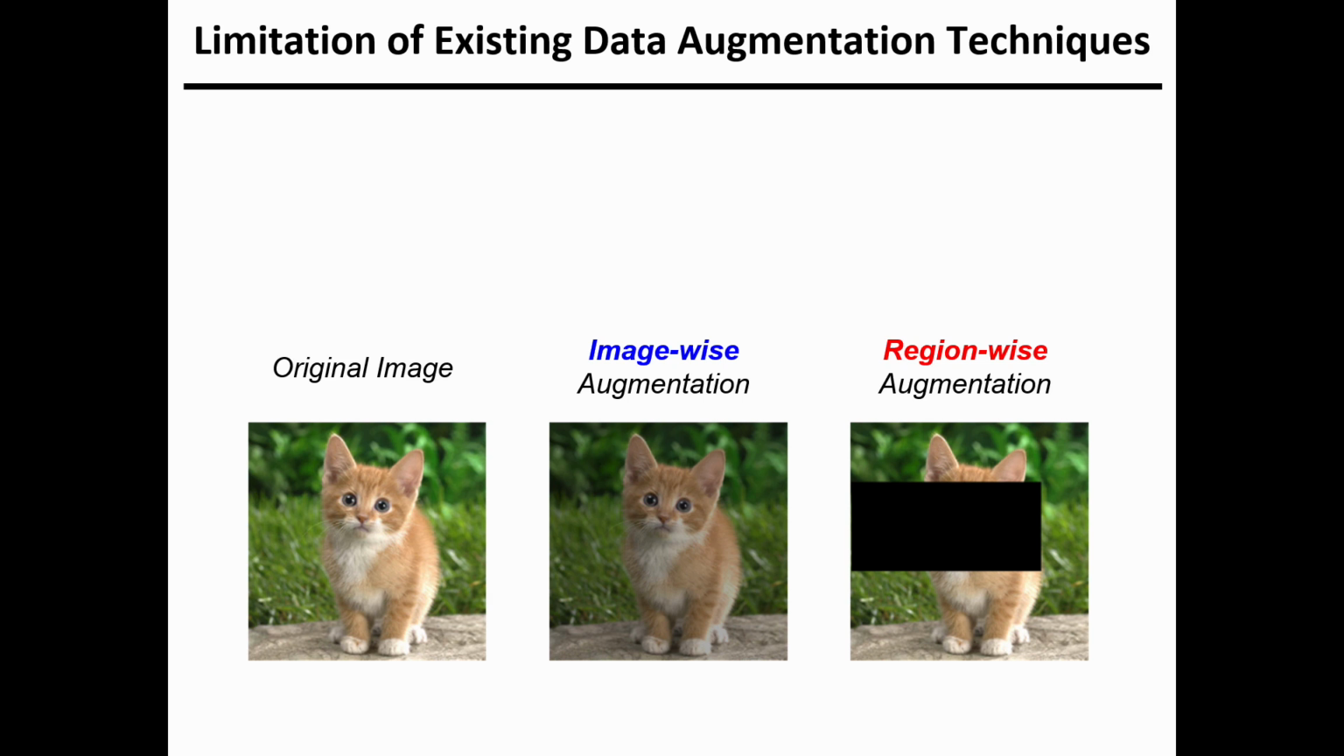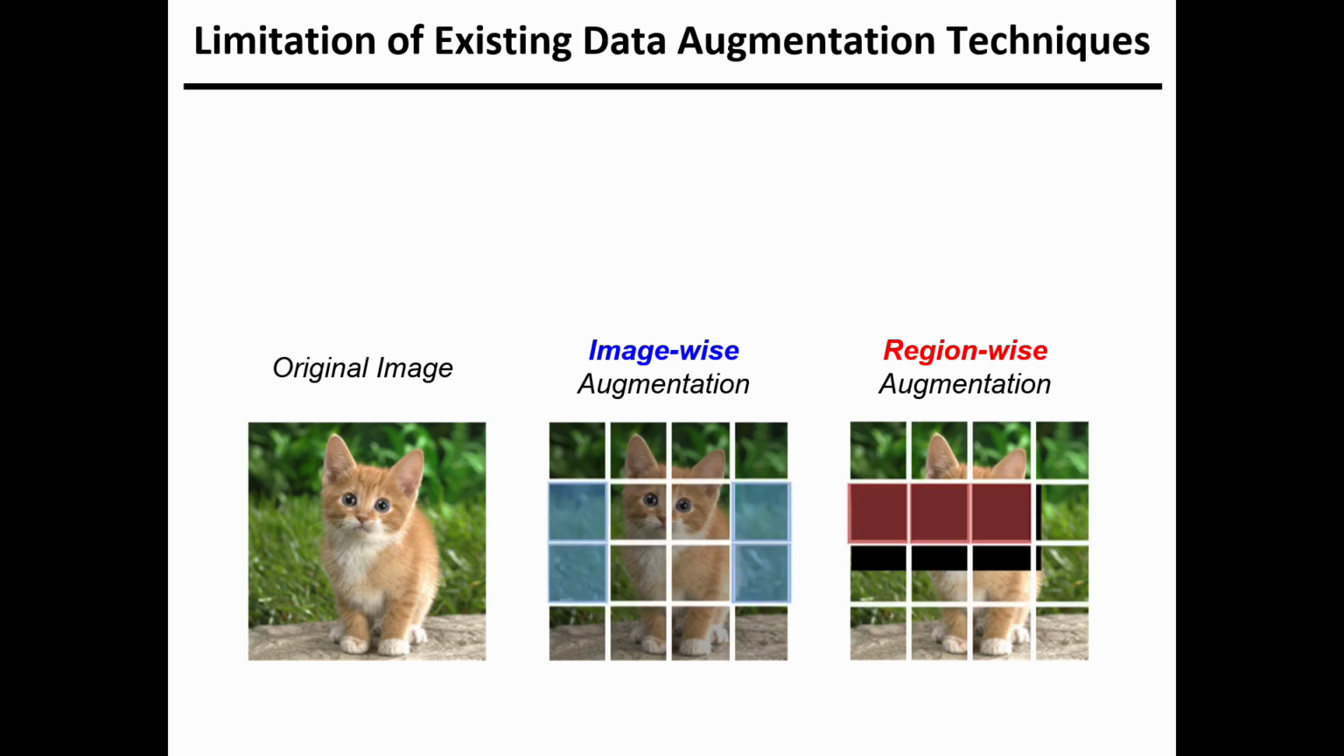In image-wise augmentation, the perturbations to the image are uniformly added to the image. And in region-wise augmentation, they randomly select a part of the image and apply augmentation on top of it. Although the augmented image may look fine, when we consider the patches, there can be some issues.